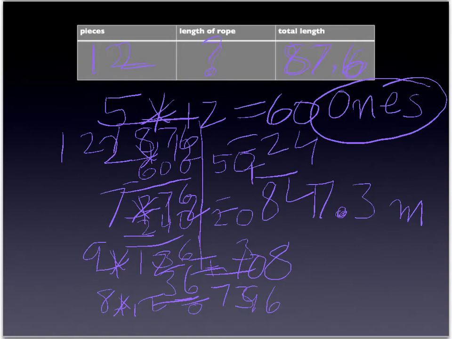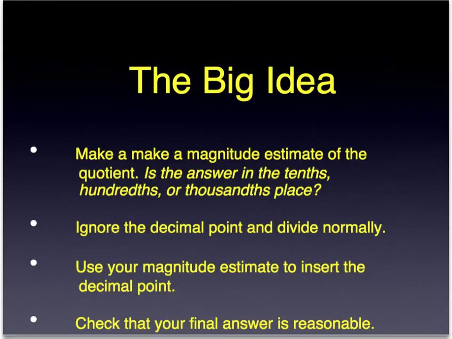You could even do this with long division, ignoring the decimal point, as long as you make your estimate first and realize what place value your answer needs to be in, but ignore the decimal point. Whether you use partial quotients or long division, it doesn't matter to me. Okay, so what's my big idea?